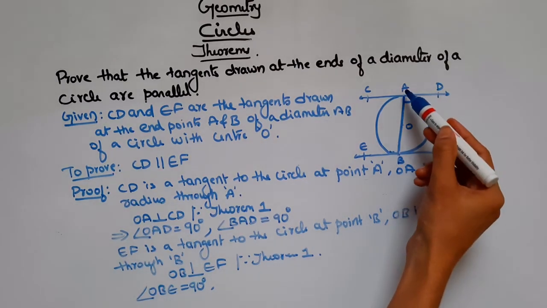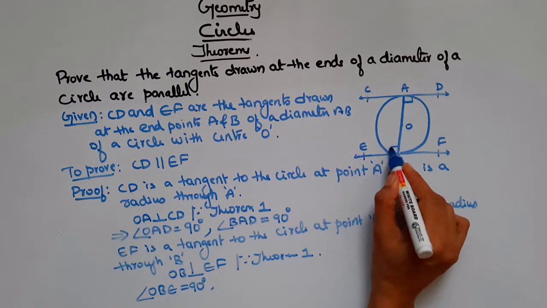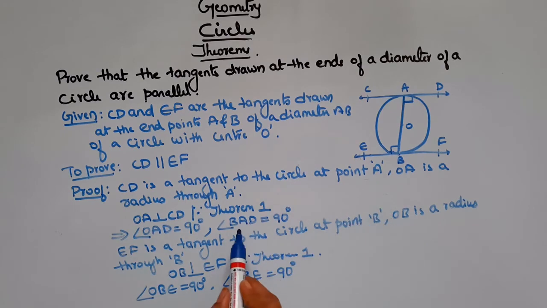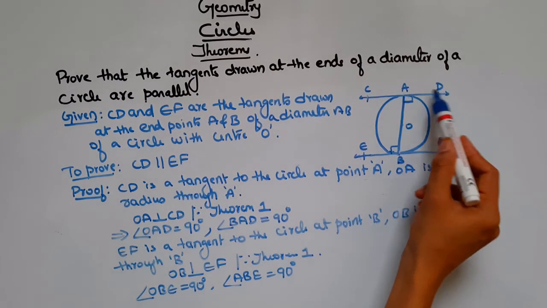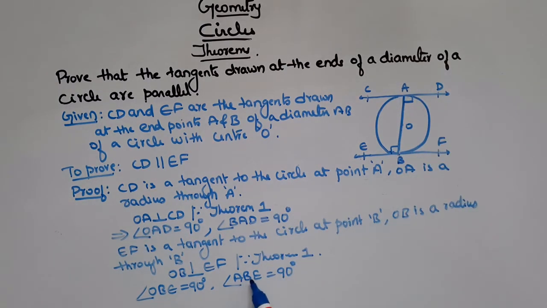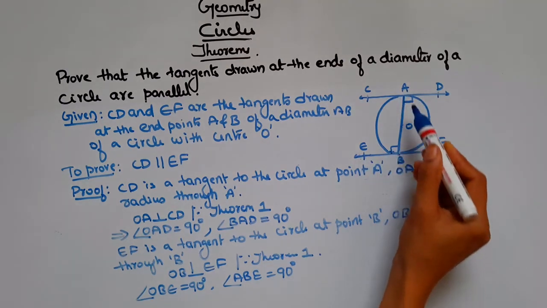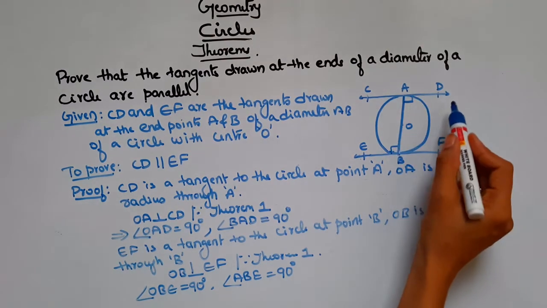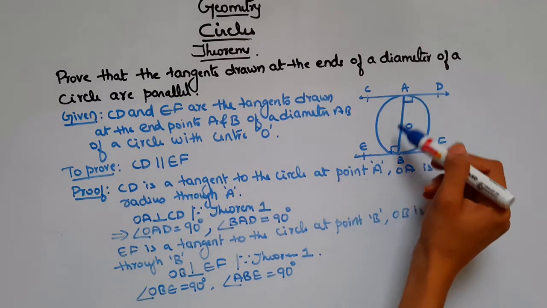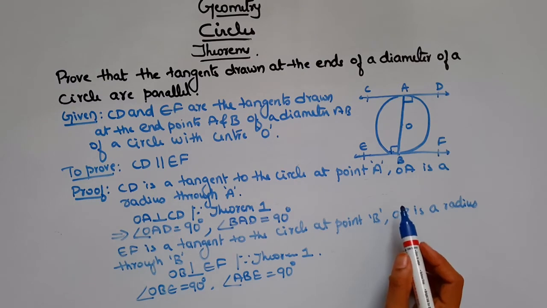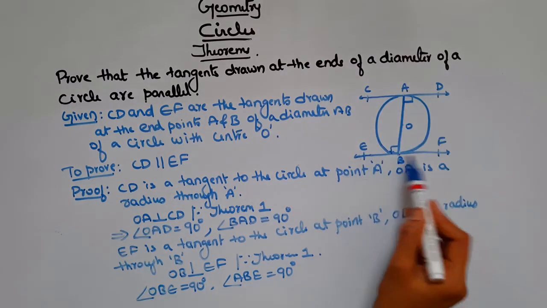We can also say angle ABE, that is this angle, right? Angle ABE is equal to 90 degrees. So now we have angle BAD, BAD or DAB, it's one and the same, right? So this angle DAB is equal to ABE. So these two angles are equal. But these two angles are nothing but the alternate angles, right? So we know if alternate angles are equal, these two lines are parallel to each other. So therefore we can say CD is parallel to EF.